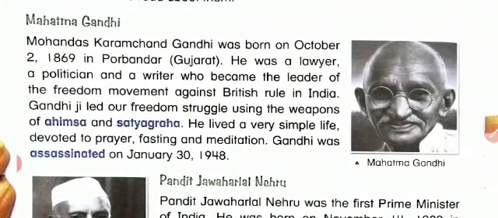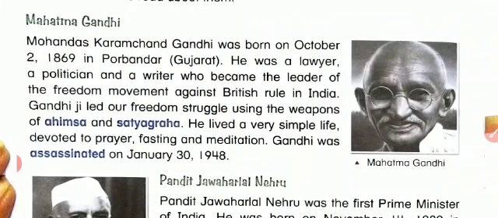Mohandas Karamchand Gandhi was born on October 2nd, 1869 in Porbandar, Gujarat. He was a lawyer, a politician and a writer who became the leader of the freedom movement against British rule in India. Gandhi ji led the freedom struggle using the weapons of ahimsa and satyagraha. What is the meaning of ahimsa? Ahimsa means non-violence and satyagraha means fighting with peace. He lived a very simple life, devoted to prayer, fasting and meditation. Gandhi was assassinated on January 30, 1948.